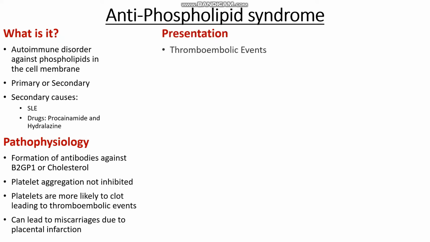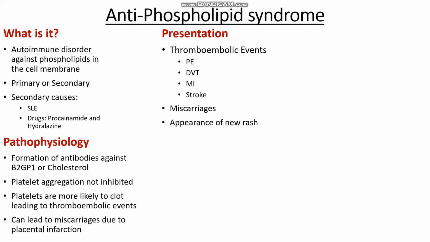Right, in terms of presentations, what are we looking for? Well, of course, the first thing that we're looking for is thromboembolic events. These platelets are not being inhibited, so they're constantly agglutinating and forming these clots all over our body. So things like PEs, DVTs, MIs, and strokes are always a good thing to ask in terms of past medical history. We're always looking for a past medical history of any miscarriages, because remember, these thrombi can actually go on to cause infarction of the placenta.